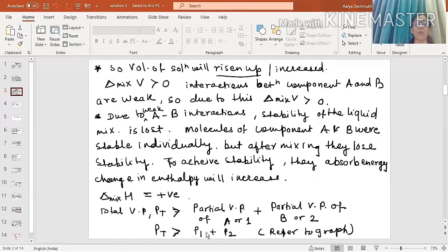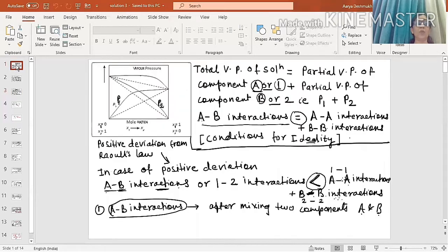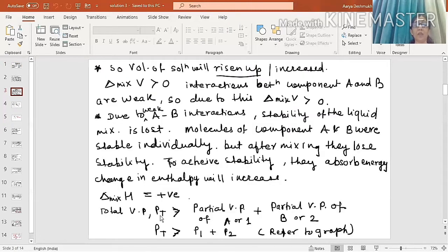This total vapor pressure will be greater than P1 plus P2, because we denote the partial vapor pressure of component A as P1 and that of component B as P2. If we come back to this graph, you can see there is a positive deviation in the values of P1 and P2, resulting from the weaker interaction. These weak interactions between the solvent and solute molecules result in an increase in the total vapor pressure of the solution. The addition of the two partial vapor pressures of components A and B will be less than the total vapor pressure of the solution. As the interactions decrease, the vapor pressure of the solution increases.